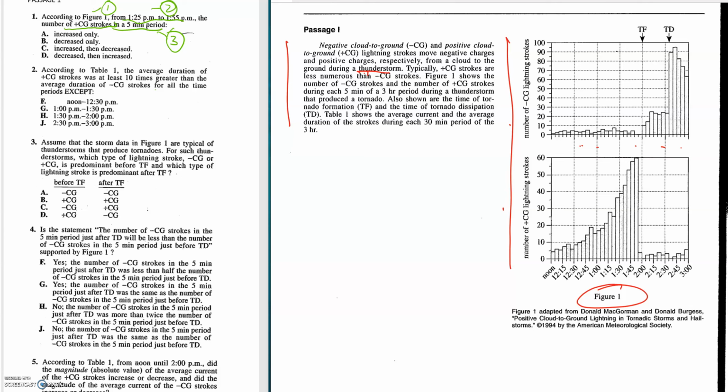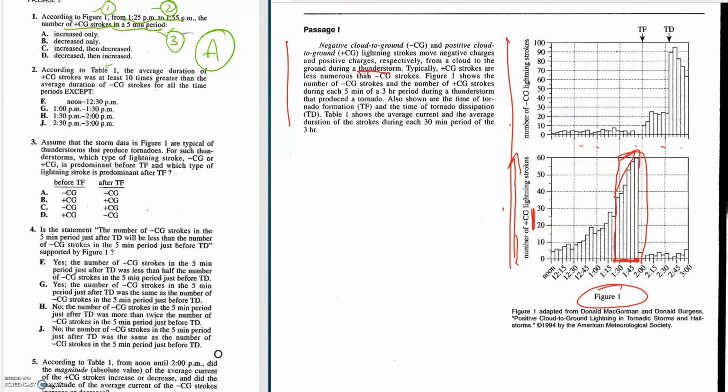So this is 115 to 130, so it goes 115, 120. So 125 is here. To 155, that's going to be here. So we're looking at this area. Getting up here and across, we're looking at that. The number of plus CG, so what is this? It's plus CG, so this goes up here. What did it do? Well, look at that. It increased. And that would be A. That's that one done.